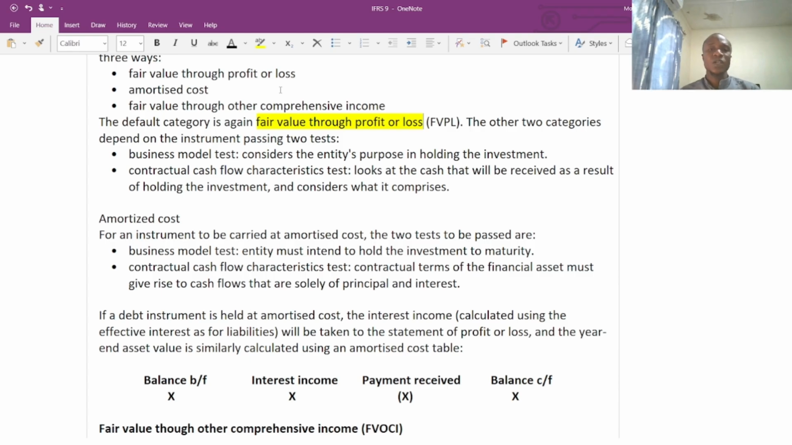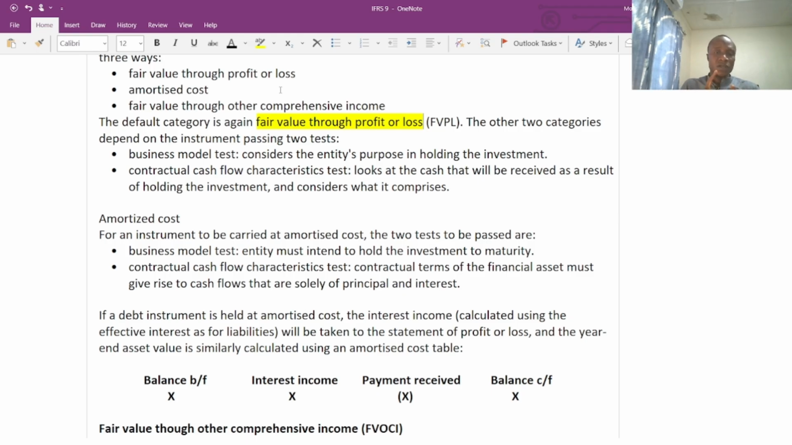So now we are going to look at the contractual cash flow characteristics. Look at the cash flow that will be received as a result of holding the investment, and consider what it comprises. So now, if I'm holding an investment in X, Y, and Z, I'm going to look at the cash flow that I'm going to receive from that particular investment. Then I'm going to use that as a basis to determine whether we are going to classify this as profit or loss, other comprehensive income, or amortized cost. So you need to know the two tests that amortized cost and fair value through other comprehensive income should meet.